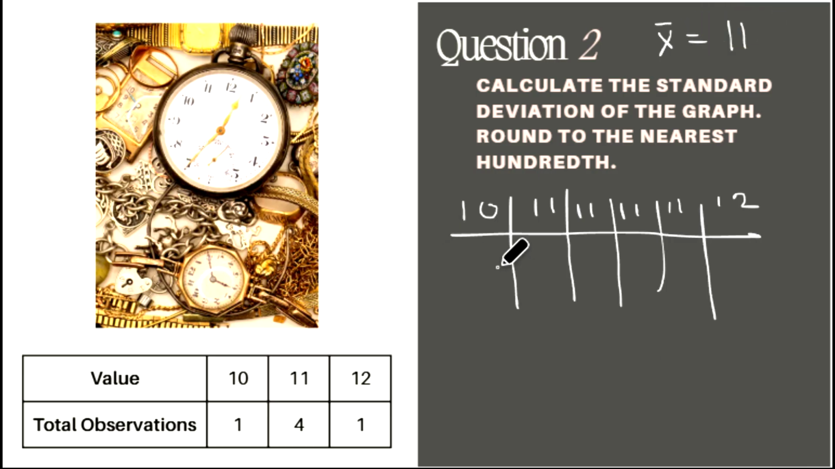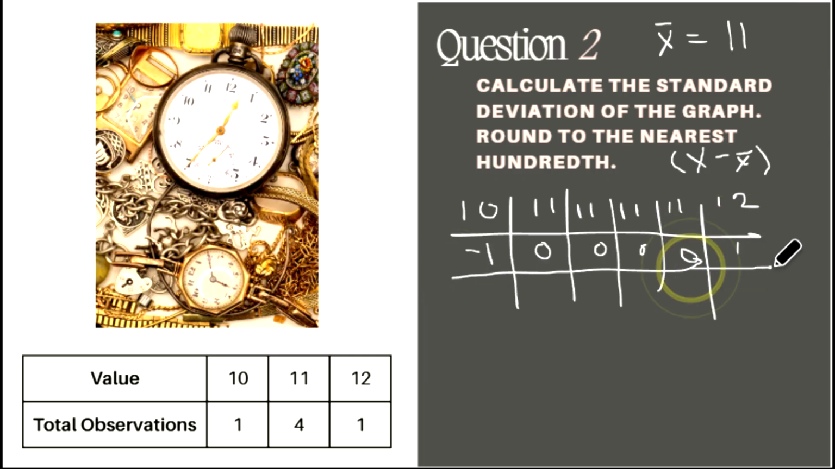Now we need to figure out the difference between the point and the mean, which is part of the formula. So 10 minus 11 is negative 1. All of these are zeros because it's 11 minus 11, and 12 minus 11 is a positive 1. Now we need to get rid of all the negatives, so we need to square these numbers. Negative 1 times negative 1 becomes positive 1. These are all zeros, and this one also becomes positive 1.